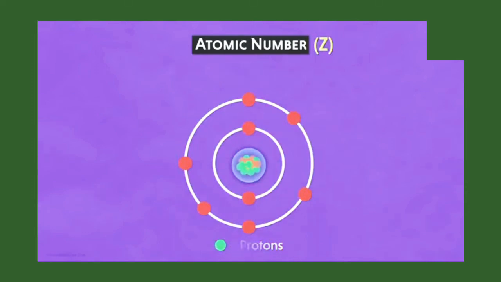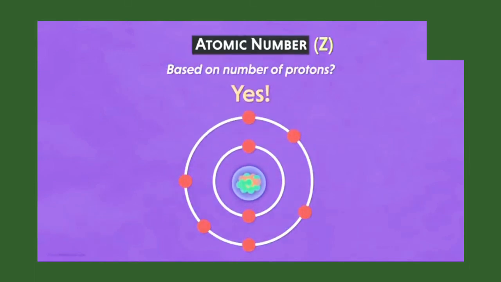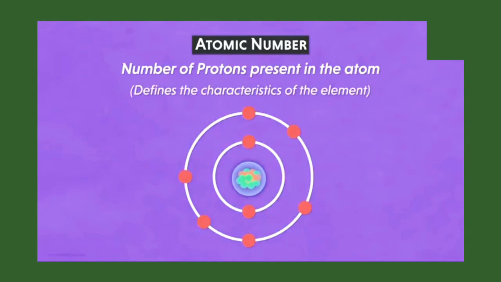So can we number the atoms or elements based on the number of protons in the atomic nucleus? Yes, this is how atomic numbers are defined. Atomic number, in simple words, is the number of protons present in the nucleus of the atom. Why do we need an atomic number, by the way? The atomic number helps in defining the characteristics of the element. And why so? Just think about it.